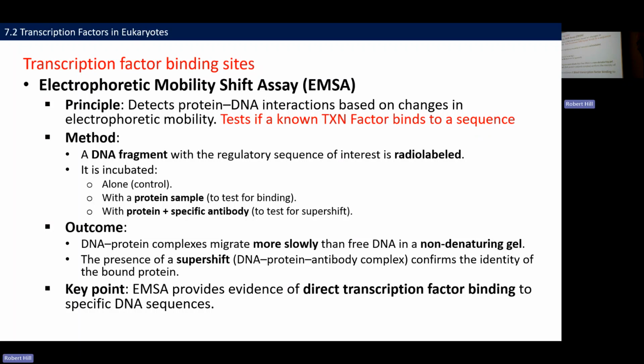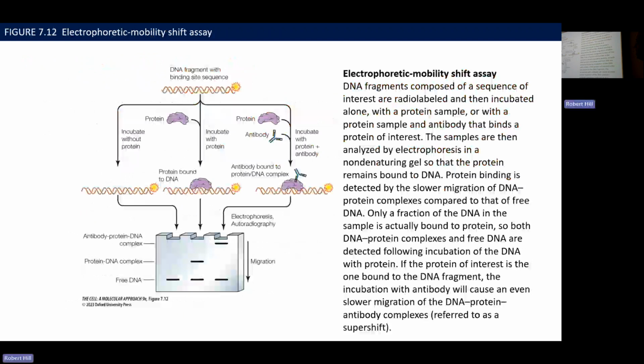So you take a DNA fragment that you think some protein is binding to, a regulatory element. Some transcription factor is binding to it, and you run it alone. Right, so that free DNA, you're going to be able to pick that up because it's radio-labeled. You basically transfer all this onto a membrane, with some X-ray film over it, and you can detect that signal right there.